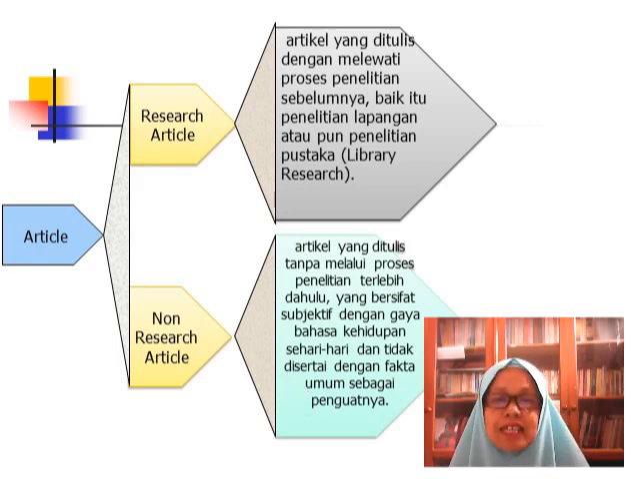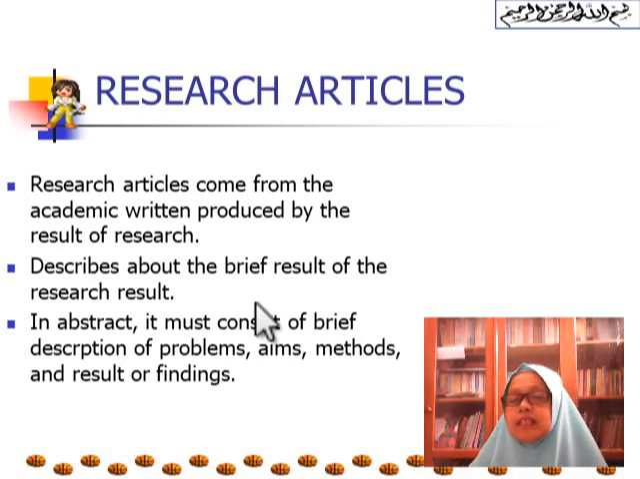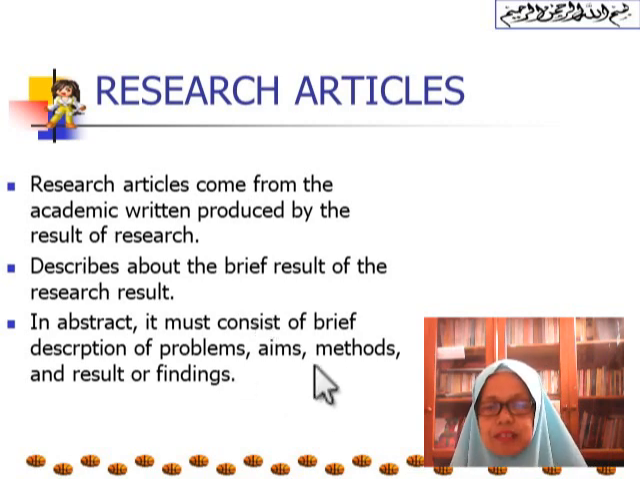Nah, yang kita masuk di sini adalah yang ini ya. This is okay. No, research articles come from academic writing produced by the result of the research. This is the brief description about the result of the research, and you can see in the abstract there is a description of the problems. There is the aim and the method, and then the last in the abstract is the finding. Abstract means the brief, the short explanation of the research, itu namanya abstract, or the short description of the thesis, the short description of the article.